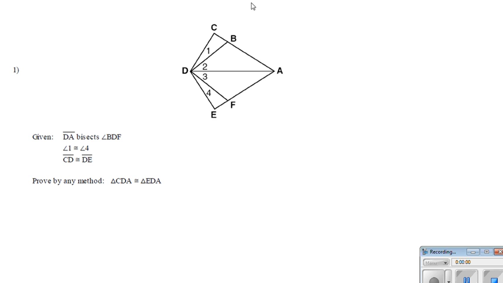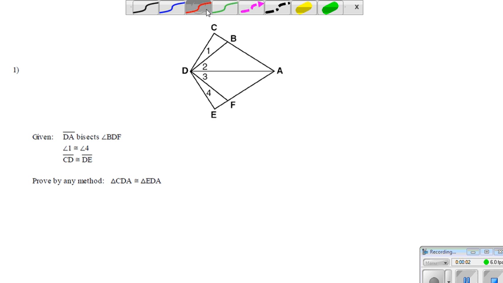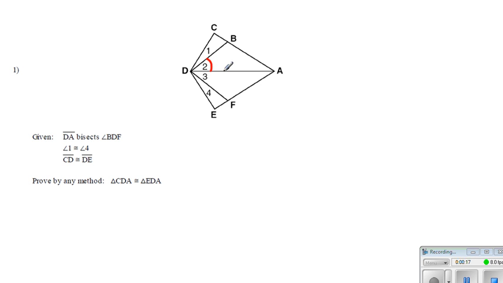This is another set of triangle proofs. So let us try to get started here. The line segment DA bisects the angle BDF. Then BDF would have been this one. The fact that this one bisects that angle means angle 2 and angle 3 must be congruent to each other. Alright? Now angle 1 and angle 4 are also congruent.